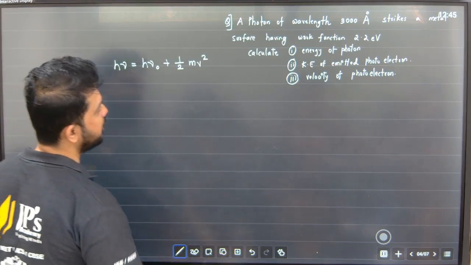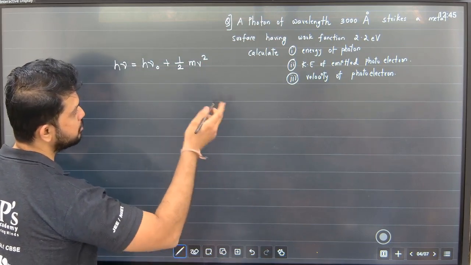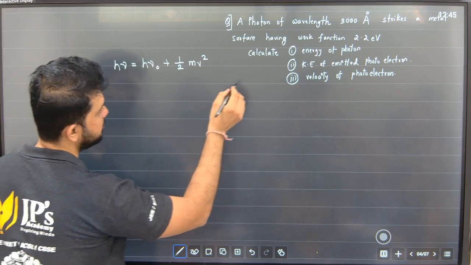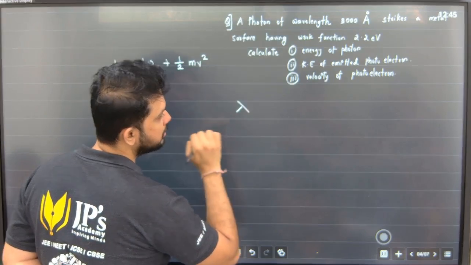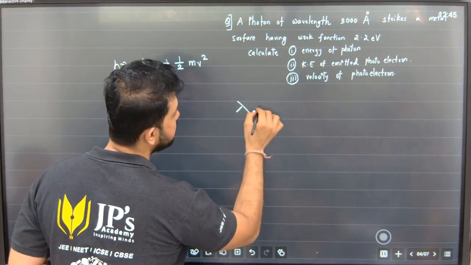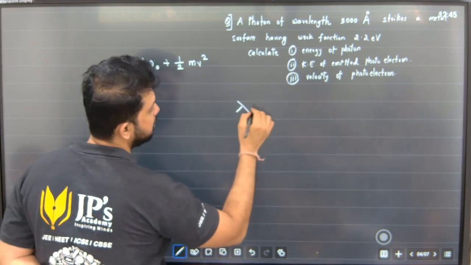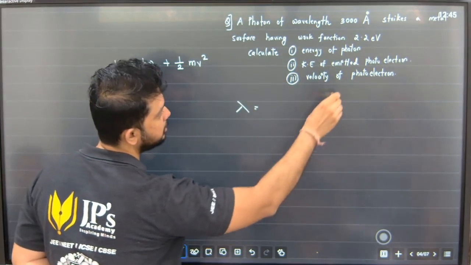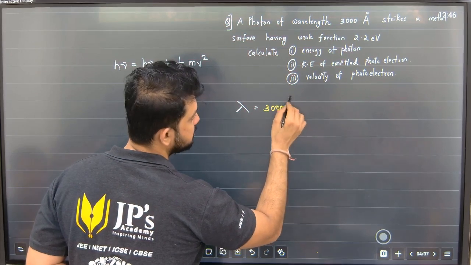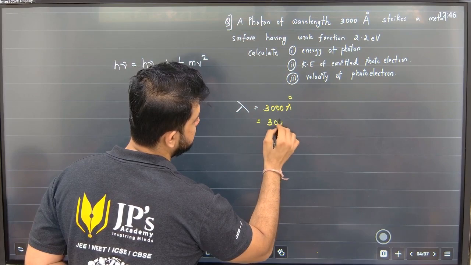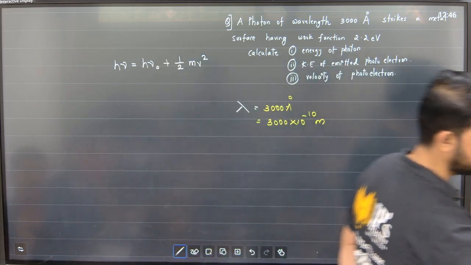Chalo, let's discuss the first question. It says that a photon of wavelength 3000 angstrom. So instead of frequency, they've given us wavelength. Photon of wavelength, so is this nu or nu naught? Excellent. That is nu, because that's the light which is going to be incident on the metal. 3000 angstrom. How much will that be in meters? 3000 into 10 raised to minus 10 meters.